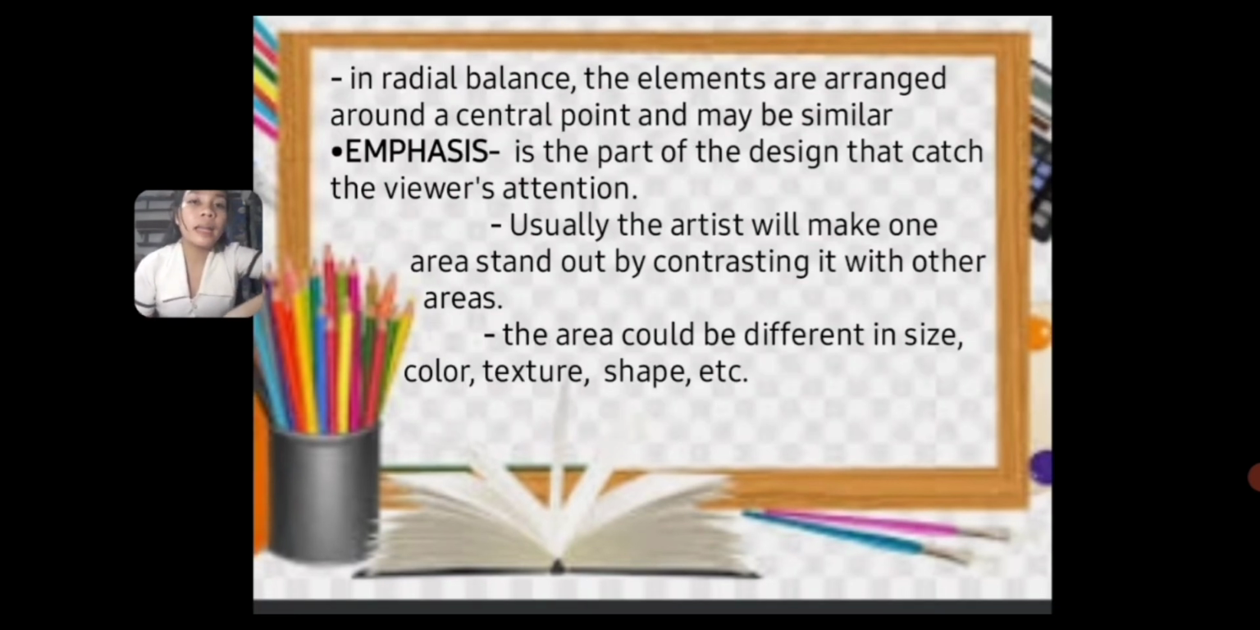The last type is the radial balance, where the elements are arranged around a central point and may be similar.